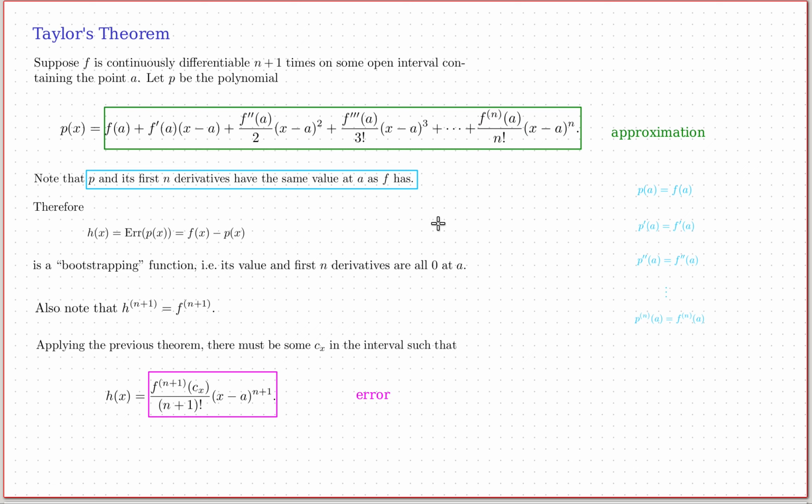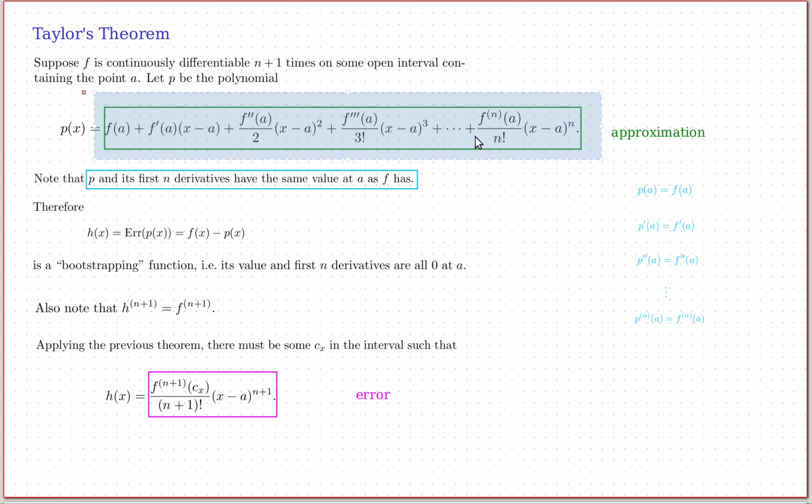The reason for choosing the coefficients in that way is that it's a very simple way of making sure that this polynomial p has the same value and the same derivatives as the original function f at the point a. In fact, the value of p and its first n derivatives will all take the same value as f did, the same value and the same derivatives at the point a.